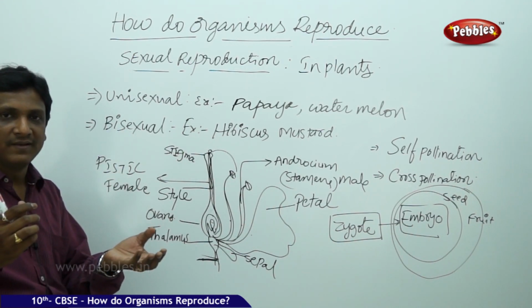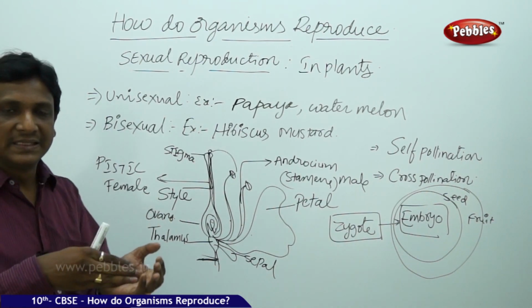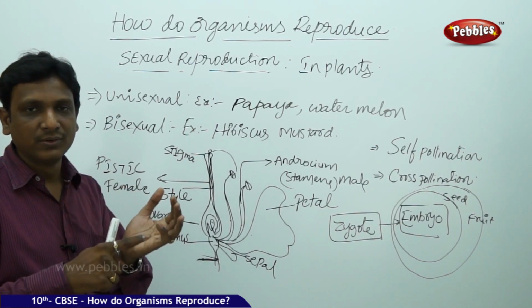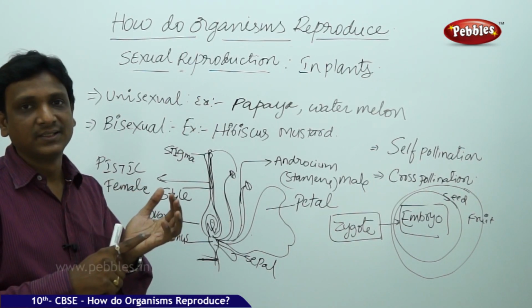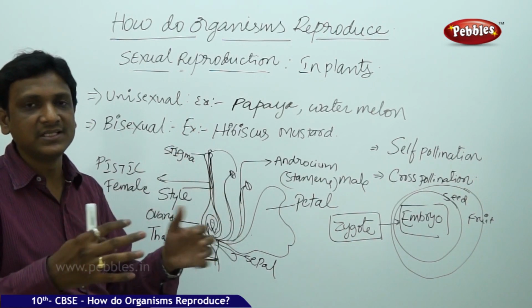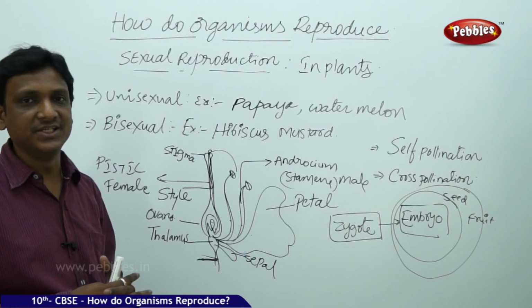Ovule. Where is the baby plant? Inside the seed. Seed is not the baby plant. Seed contains some packed food material, nutrients, and embryo. Embryo is a part of seed. The embryo is the baby plant. It grows into a plant by using the materials present in the seed. So this process is called seed germination.